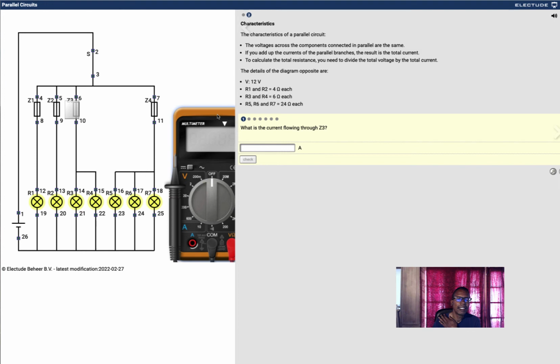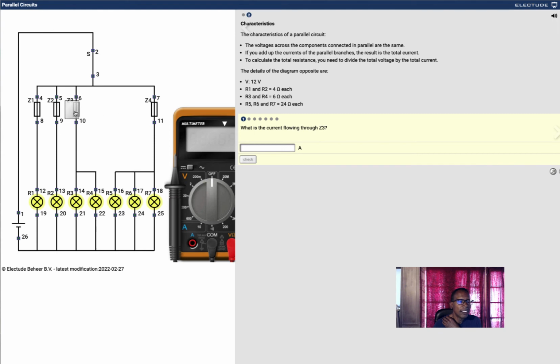Okay, it says here, the details of the diagram. Opposite are voltage 12 volts, R1 and R2, 4 ohms each, R3 and R4, 6 ohms each, R5, R6 and R7, 24 ohms each. Now it says, what is the current through Z11?